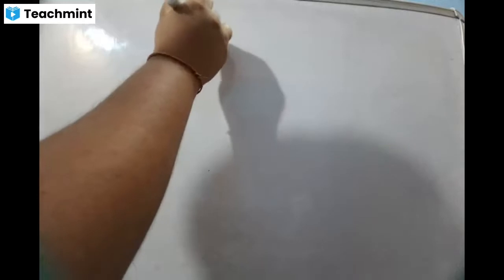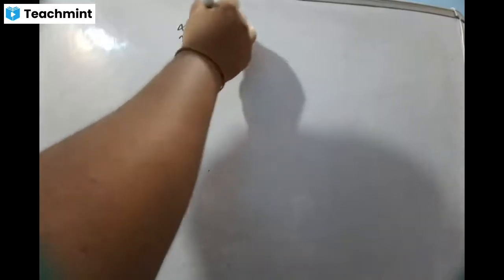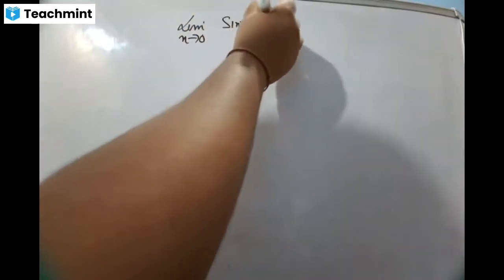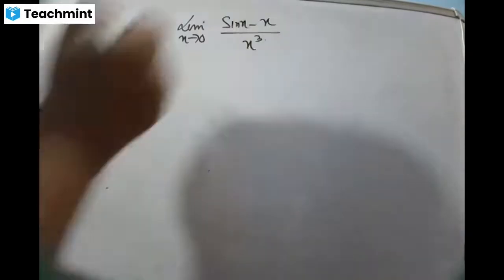Okay, next question. Look at the next question. Limit x tends to 0, (sin x minus x) divided by x cube.